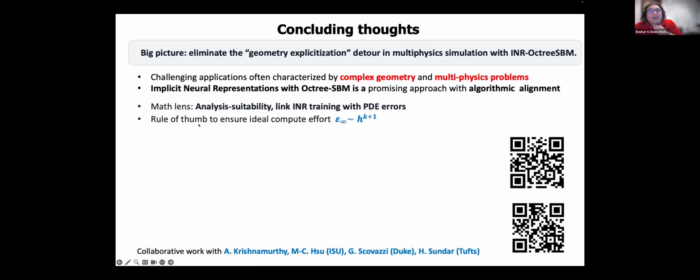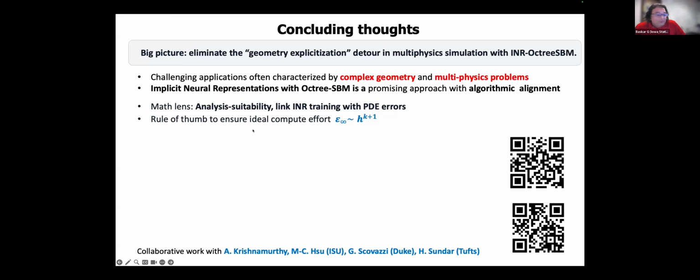And the key takeaways here are, we look at it from a math lens. We ask ourselves, when is an implicit neural representation suitable for analysis? We provide bounds on how much it has to be trained, and link that training with how good the zero level set is being constructed. And we then translate that error in reconstruction of the zero level set and propagate that to our PDE.